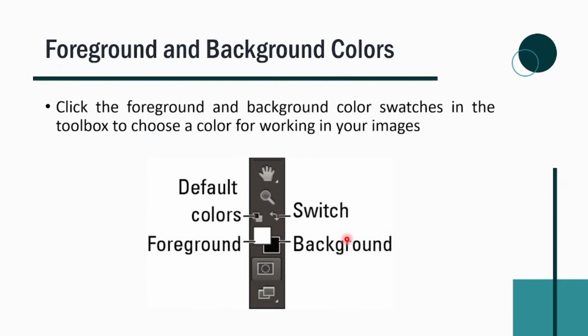Here are the foreground and the background color. So, colors. Just click the foreground. This one is the foreground. If you click this one, a box appears with many colors. Then you can select from those. And this one is the background color. Just click and select the color you like.